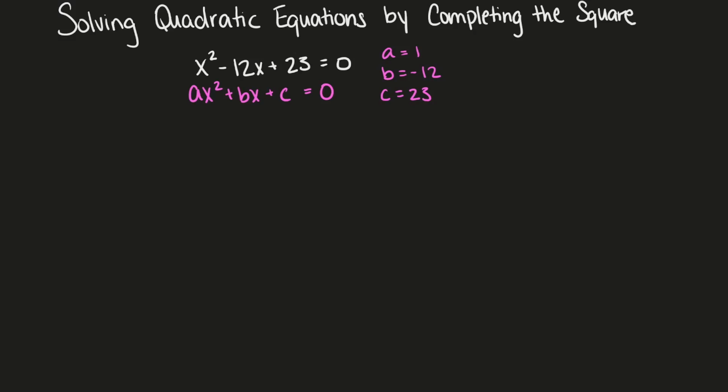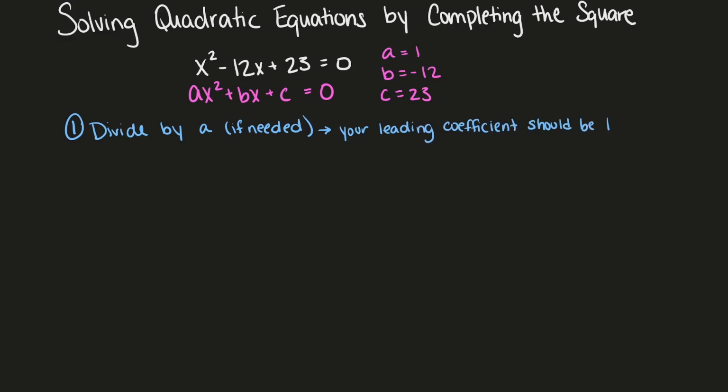Our first step is going to be dividing, if needed, by a. Our leading coefficient should always be 1 whenever we are completing the square, so we may need to divide all of our terms by our a term if a is not equal to 1. In this case, our a term is 1, so we don't have to do anything. Our next step is to add our b over 2 squared to both sides.